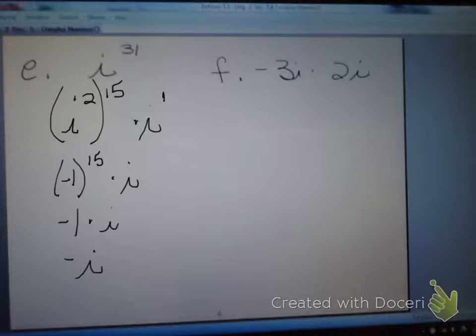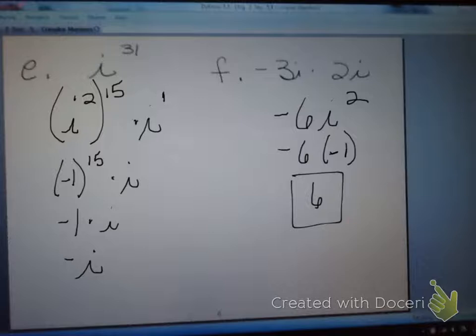F, I am going to multiply negative 3i times 2i and get negative 6i squared. Whenever I see i squared, that is replaced with negative 1. So my final answer is 6.